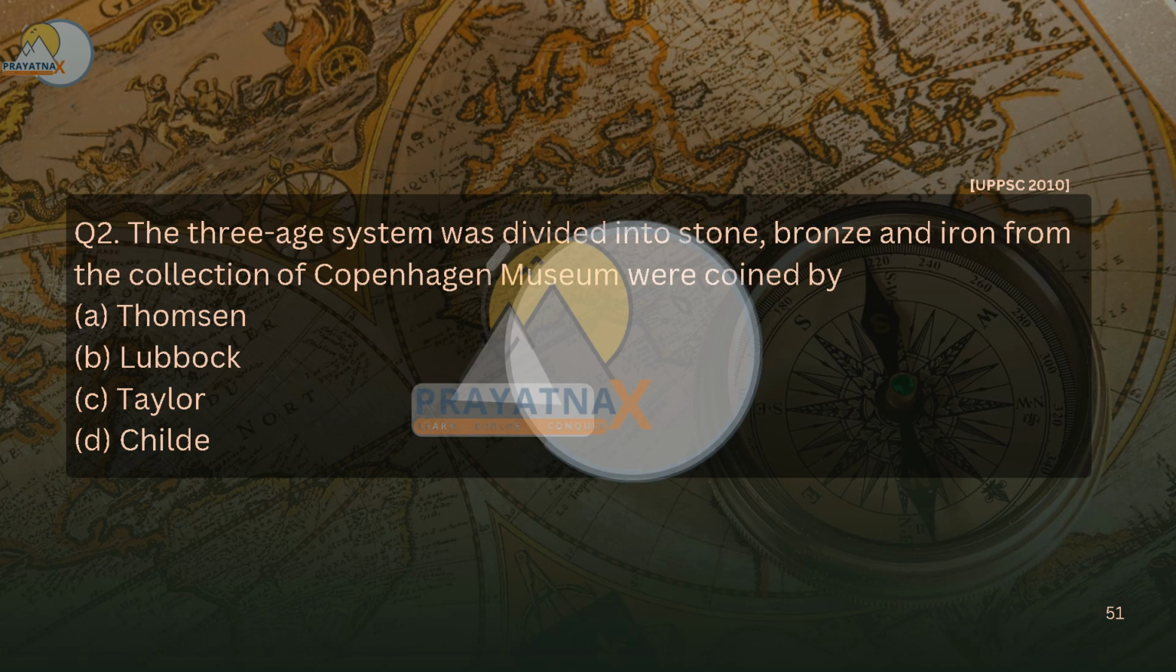Now the next question: the 3-age system, divided into stone, bronze and iron from the collection of Copenhagen Museum, was coined by Thomson, Lubbock, Taylor or Child. The correct answer for this question is A, Thomson. The full name is Christian Jurgensen Thomson.